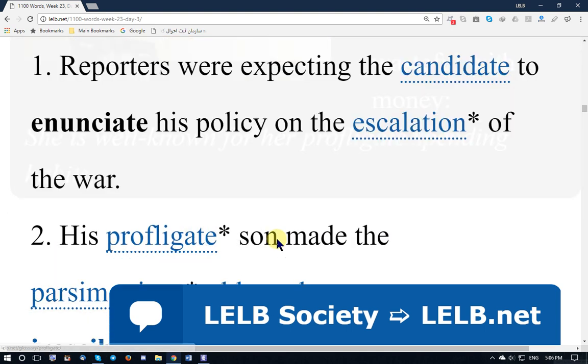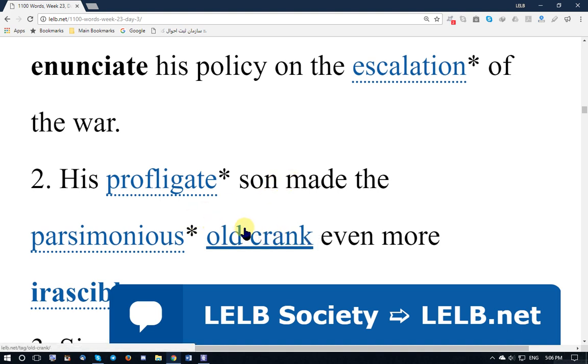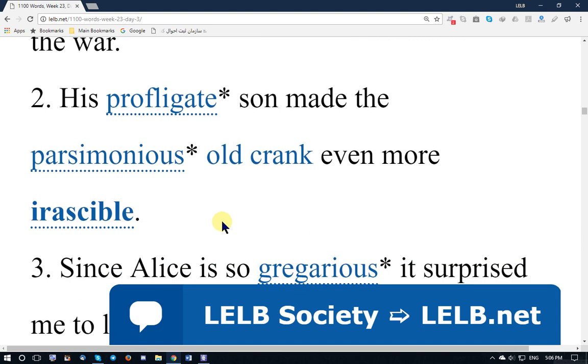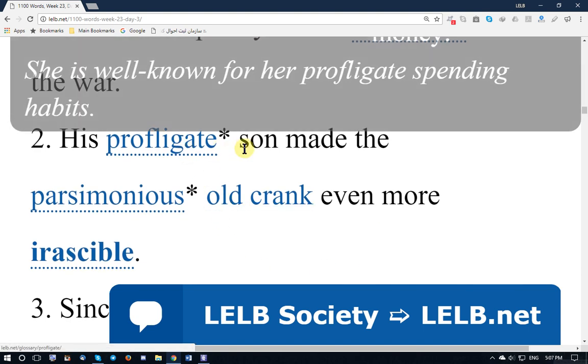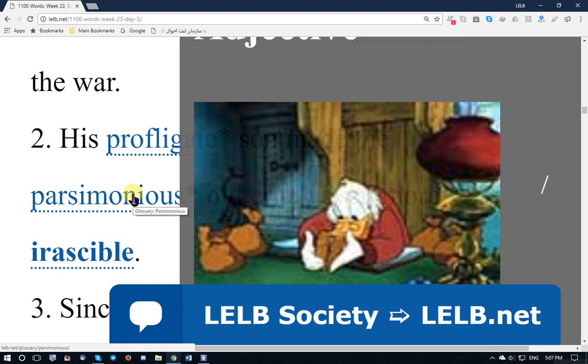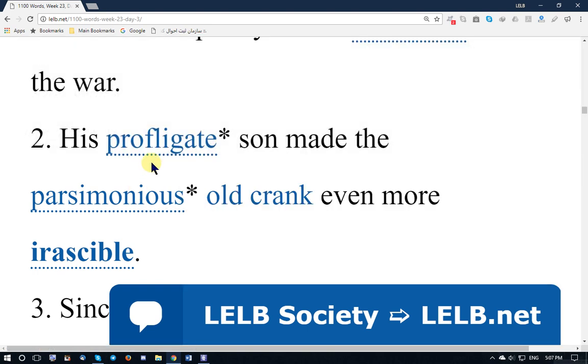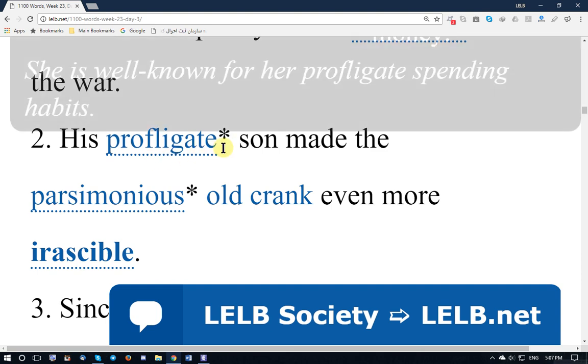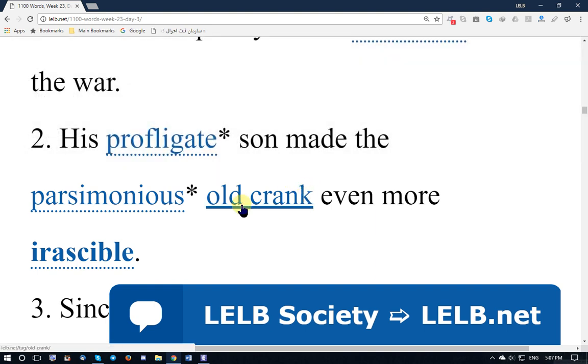He's profligate. Profligate means wasteful. Son made the parsimonious old crank ever more irascible. So we have two extreme or opposite adjectives, profligate and parsimonious. Profligate means wasteful, not careful about your spendings and expenditures. So the son is profligate and the old crank is parsimonious, miserly, mean. So this conflict causes a problem, and the problem is that the old crank goes bananas. Go banana means to become angry, irascible.